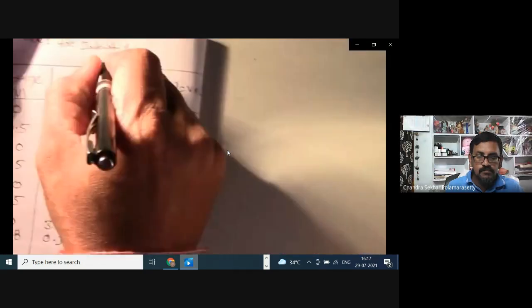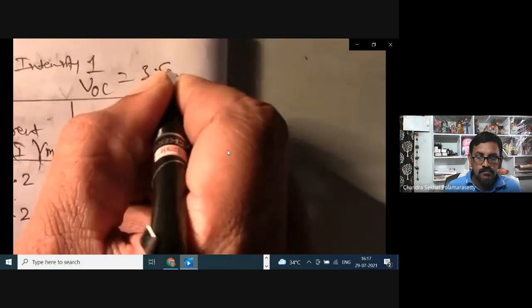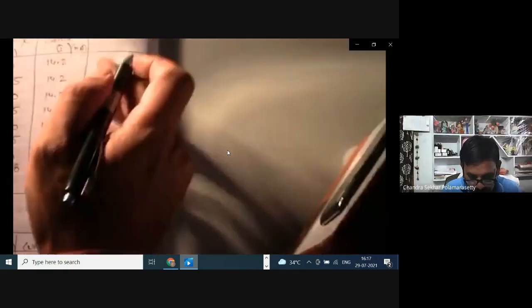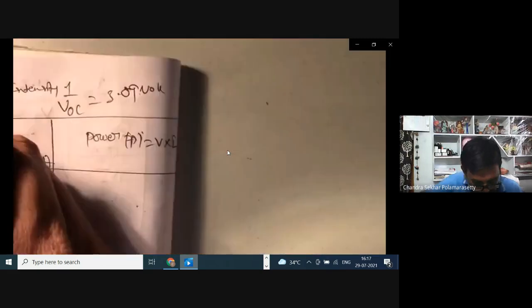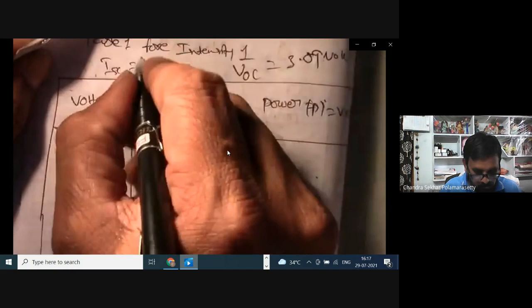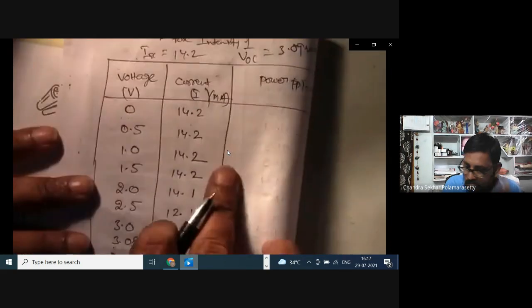It is 0 volts. At this particular situation, you observe the current start to decrease. It is 14.1 milliamperes, so note down 14.1 milliamperes. Next, apply 2.5 volts. So how to apply? By increasing the resistance.